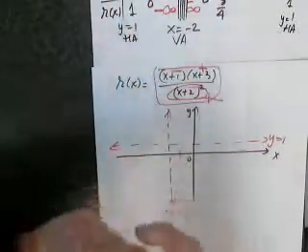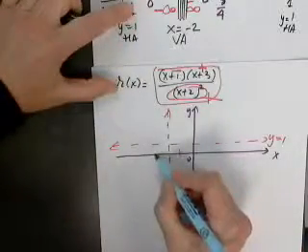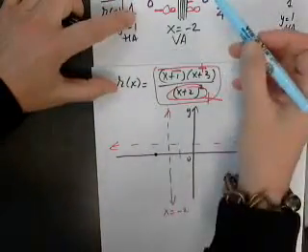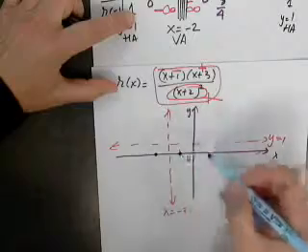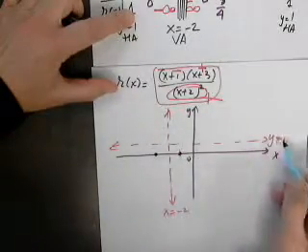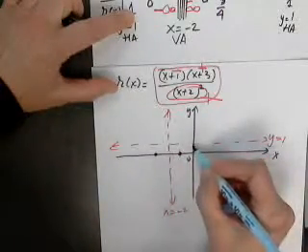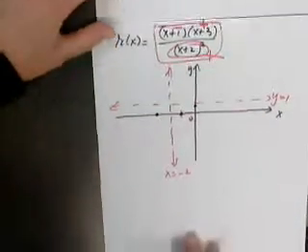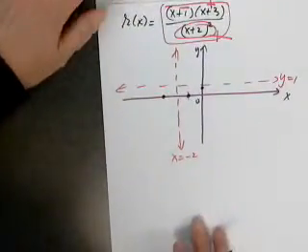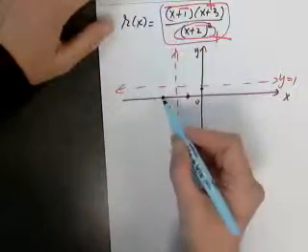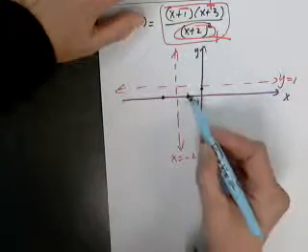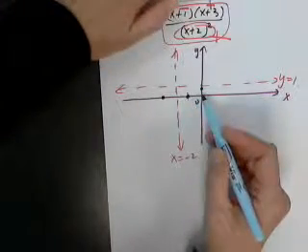At -3, 0, -1, 0, and 0, 3/4. This is 1, 3/4 is here. Oh, so sorry. One more time. -3, 0 is here. -1, 0 is here. And 0, 3/4 is here.